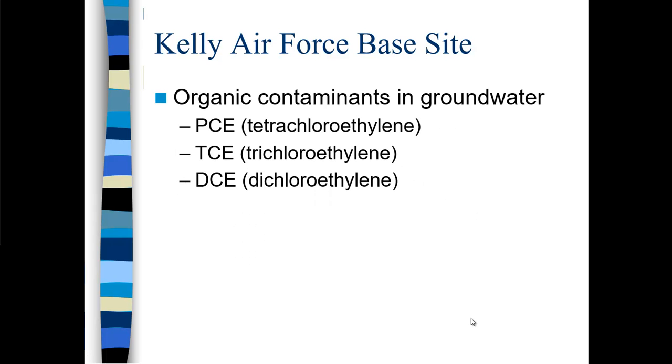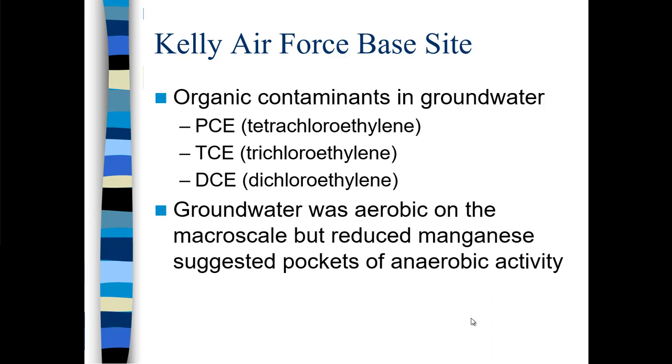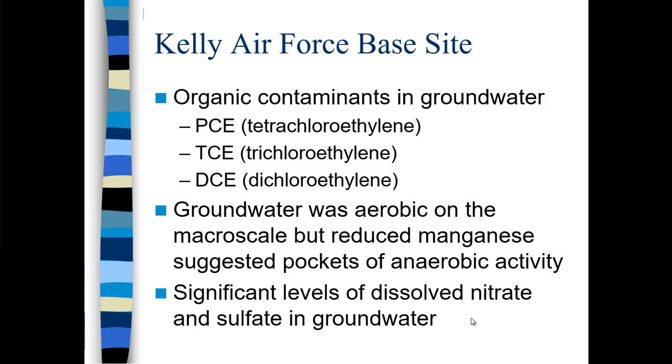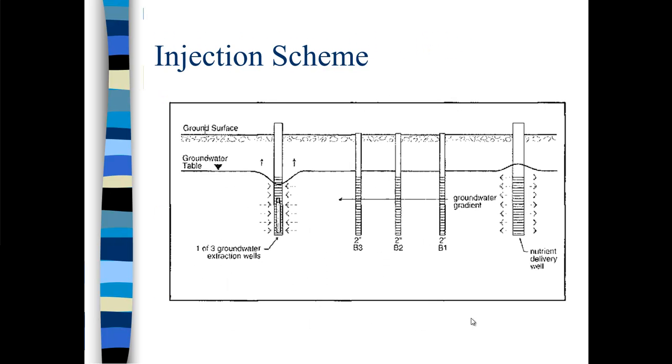Okay, at Kelly Air Force Base, when investigations were done, they found perchloroethylene, trichloroethylene, and dichloroethylene in the groundwater. The groundwater was generally aerobic, but they thought that in the microscale, there was reduced manganese, which would suggest anaerobic activity. There were also significant levels of nitrate and sulfate in the groundwater. So this means that not only could you stimulate aerobic organisms, but you could also look at manganese reducing organisms, denitrifiers, and sulfate reducers.